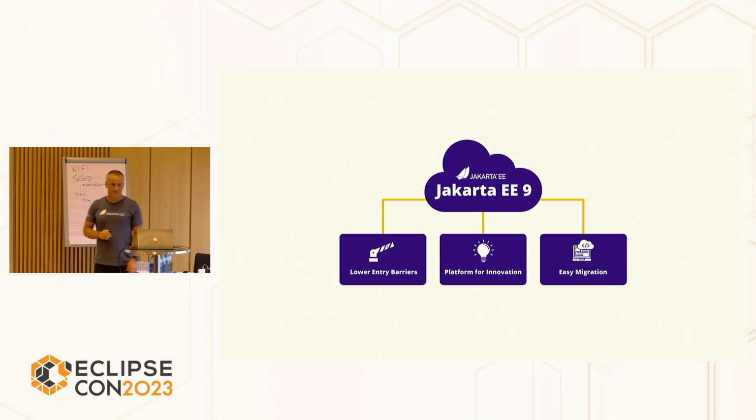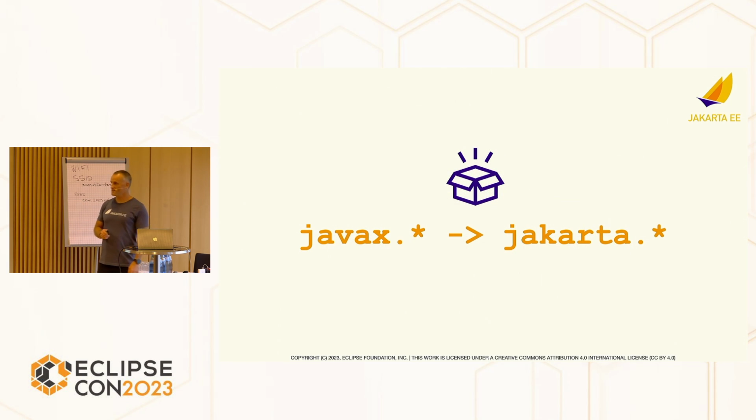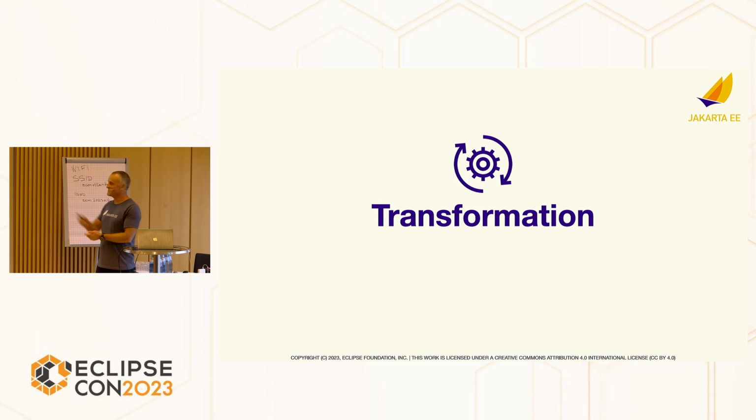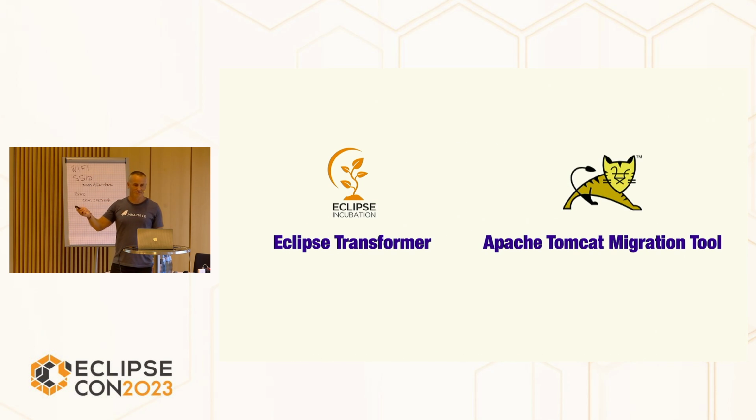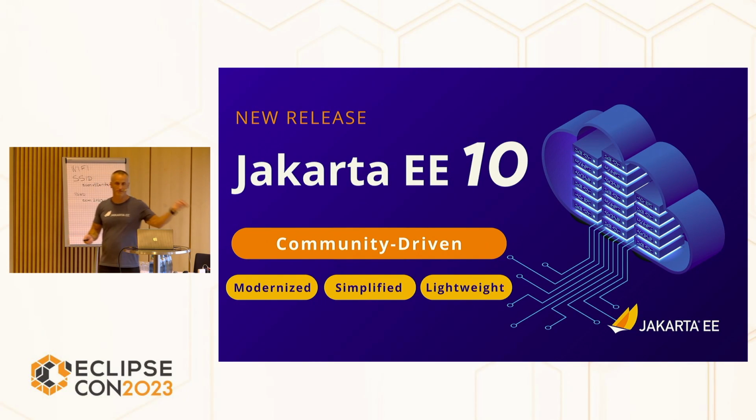To sum up, Jakarta EE 9 did this thing. You probably know about it. And we are not going to do that again, promise. But we're the ones who did it. You can use transformation to cope with this. For example, the Eclipse Transformer or the Apache Tomcat migration tool does this automatically for you. You also have some IDE support. You can use OpenRewrite. There are several ways of coping with this namespace change.